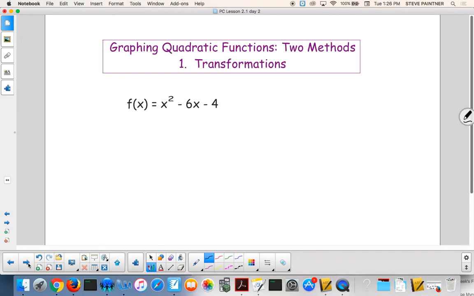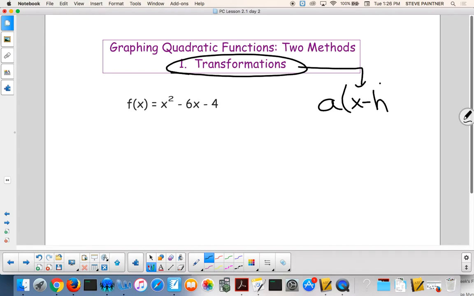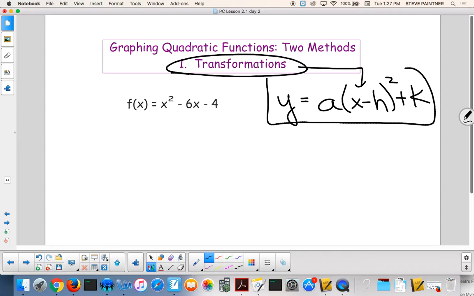Graphing quadratic functions. There are 2 methods. One of them is this one. Do your transformations. But to do your transformations, guys, it has to be in standard form. Standard form is this. Everything has to look like that in order for you to graph it. So we want this to look like this. How do we do it? I'll give you 3 words. Complete the square. There it is. Complete the square.